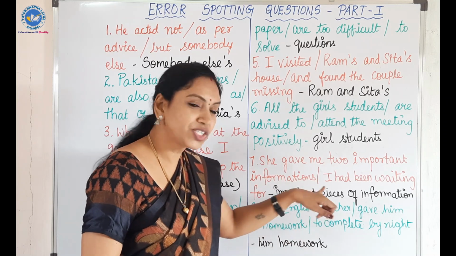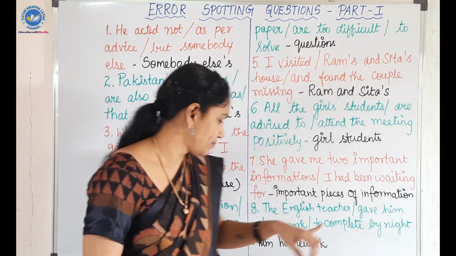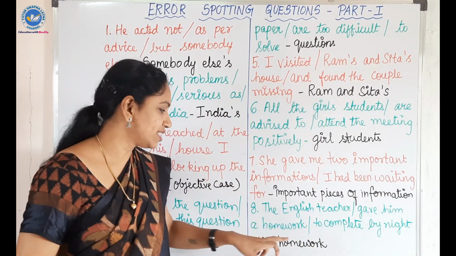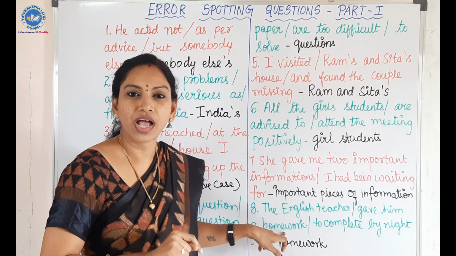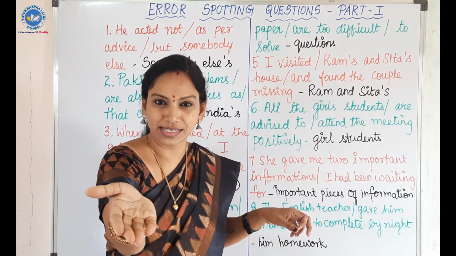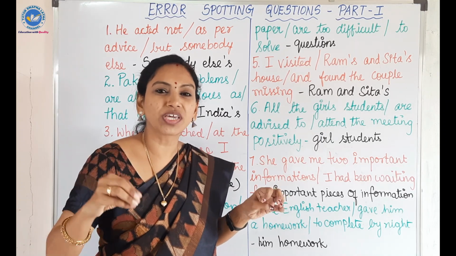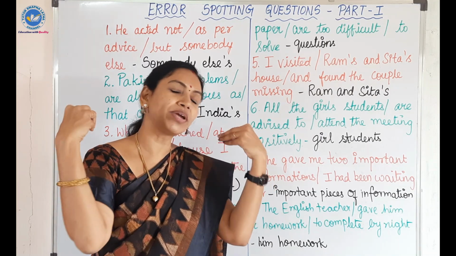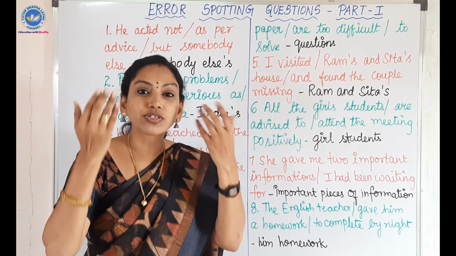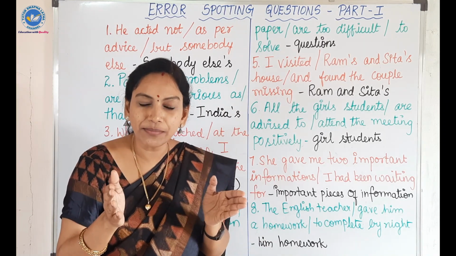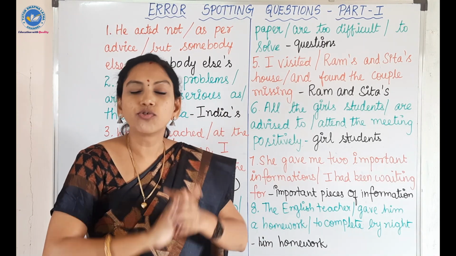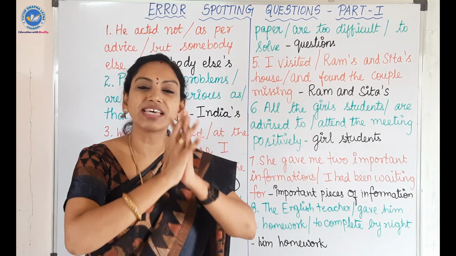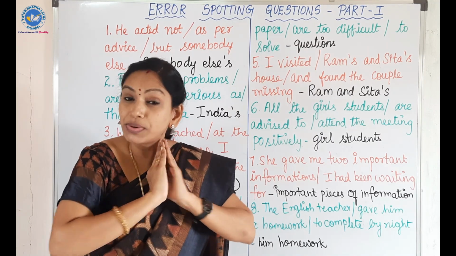The English teacher gave him a homework to complete by night. Note down, friends, again homework is an uncountable noun. You cannot write homeworks. Normally our children colloquially will come and tell us, Mummy, today the teacher has given me so many homeworks. When your children say that, please correct them that homework is an uncountable noun. You cannot say homeworks. That's wrong. So there is no plural for that.